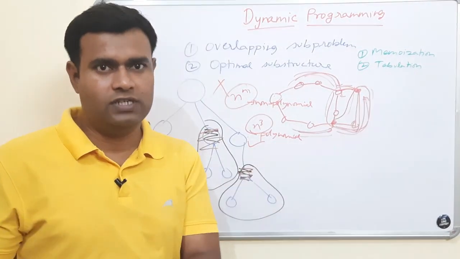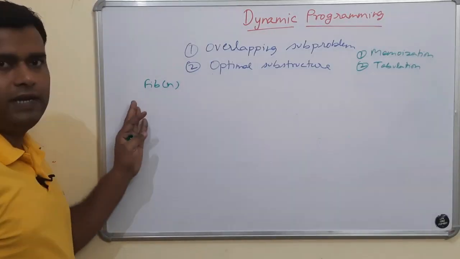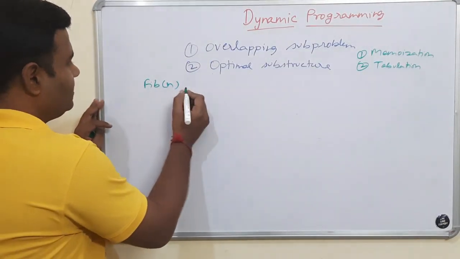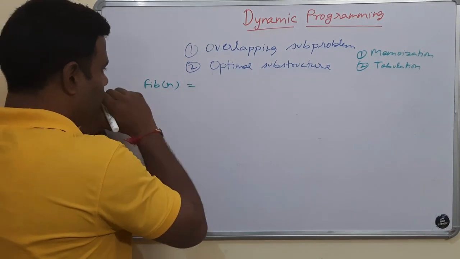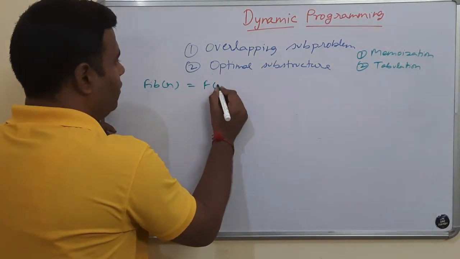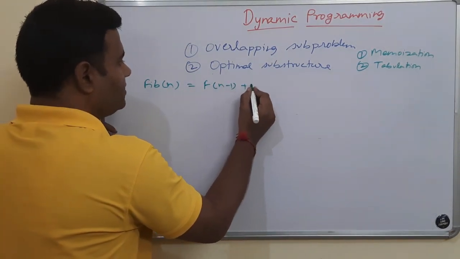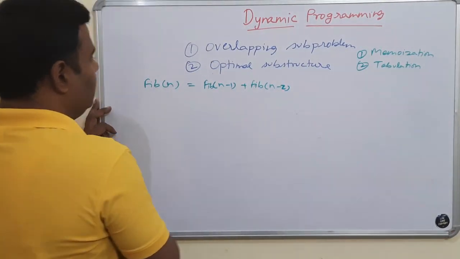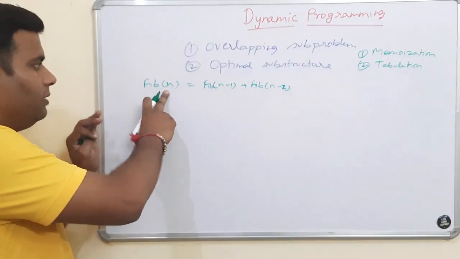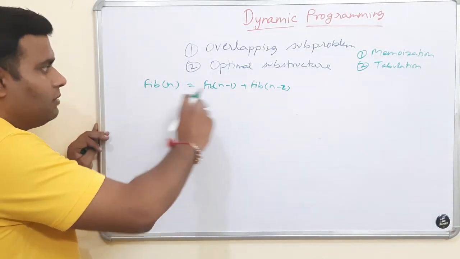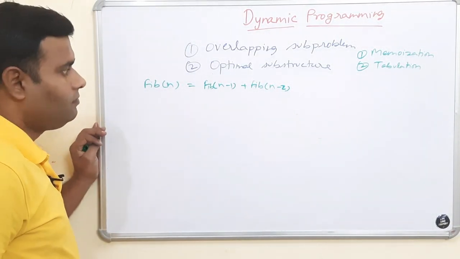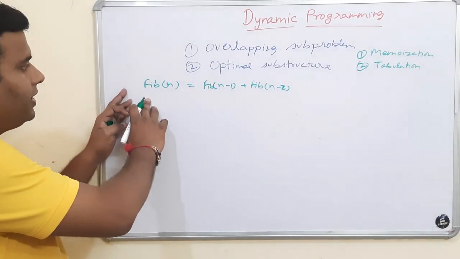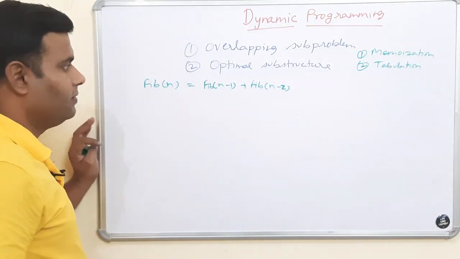But in this video, let's see a small example of the Fibonacci series. What is Fibonacci of n? It will be Fibonacci of n minus 1 plus Fibonacci of n minus 2. The nth Fibonacci number will be the sum of the last two numbers. You can understand this is a recursive approach.